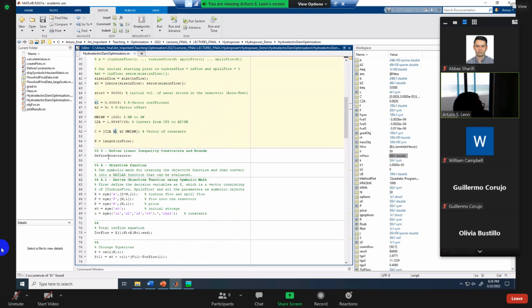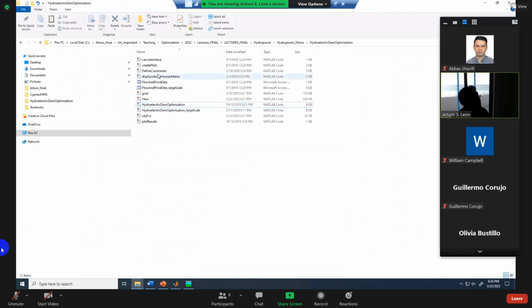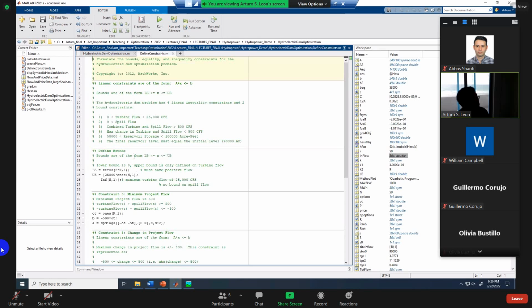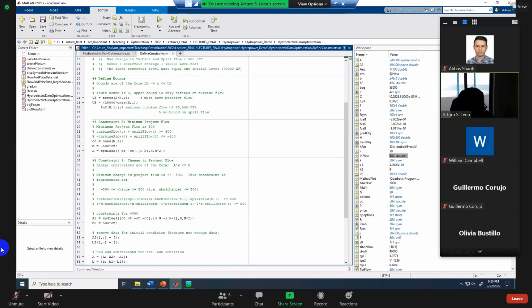So if you go to the defined constraints, these are the constraints of the model. If you open that one, you will see that here we are defining the constraints, the bounds, you know. But here, guys, I am doing it in a matrix form.